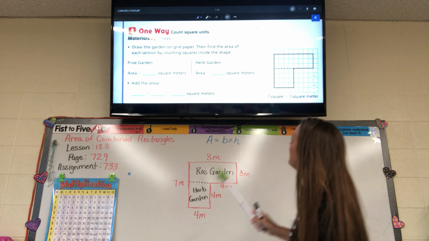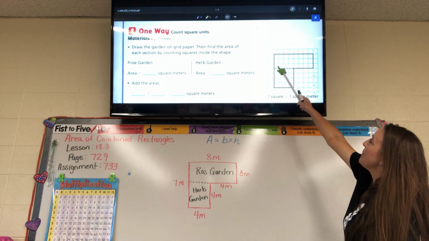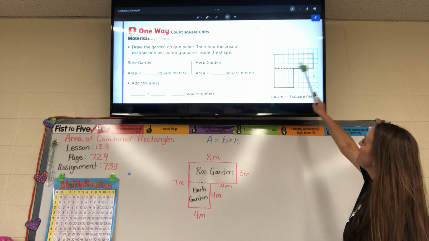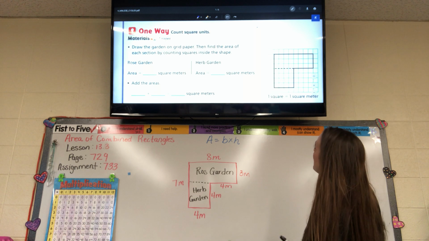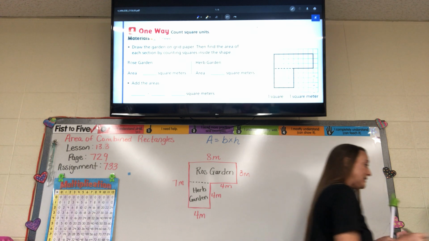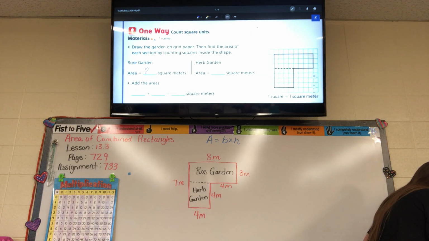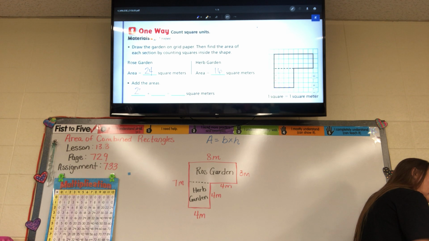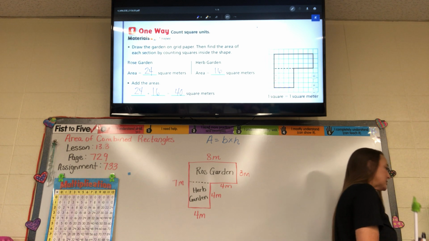And you can find the rose garden by multiplying 1, 2, 3, 4, 5, 6, 7, 8 by 3. So the area of the rose garden would be 8 times 3, which is 24 square meters. And then the herb garden is 1, 2, 3, 4 times 1, 2, 3, 4, which would be 16 square meters. So 24 plus 16 equals 40 square meters.